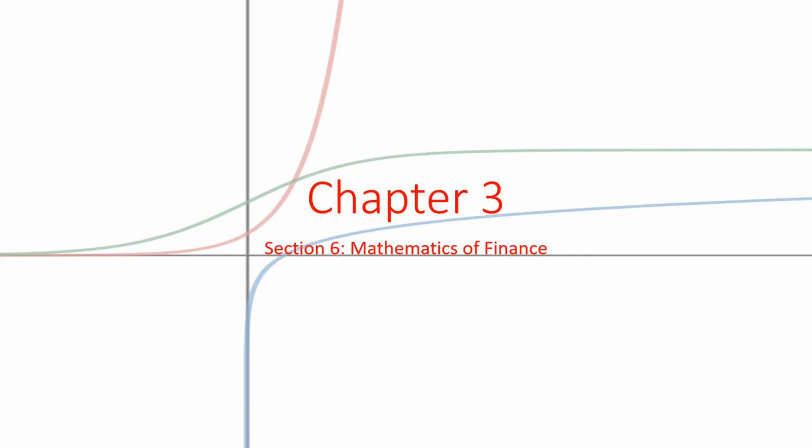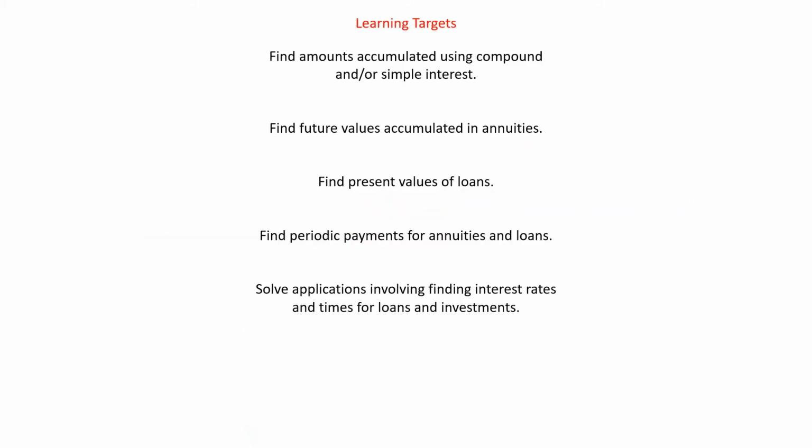So I kind of like that they broke this out as its own section instead of just having the compound interest as a little subpart of a different section. So our learning targets for today: find the amounts accumulated using compound and or simple interest, find future values accumulated in annuities, find present values of loans, find periodic payments for annuities and loans, solve applications involving finding interest rates and times for loans and investments. So lots of nice, fun, big words in this one.